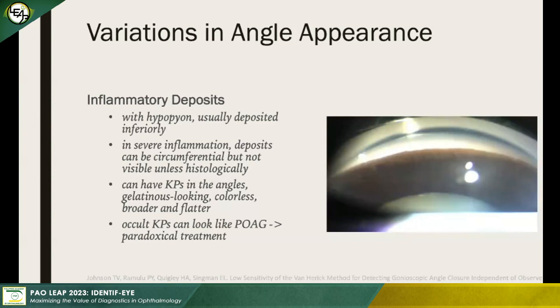There can be KPs in the angle that can be gelatinous looking, can be colorless, can be broader or flatter. And sometimes in patients with mild or chronic, low-grade inflammation, you might not see anything, but in fact, these patients might have KPs and you might mistake it for POAG.